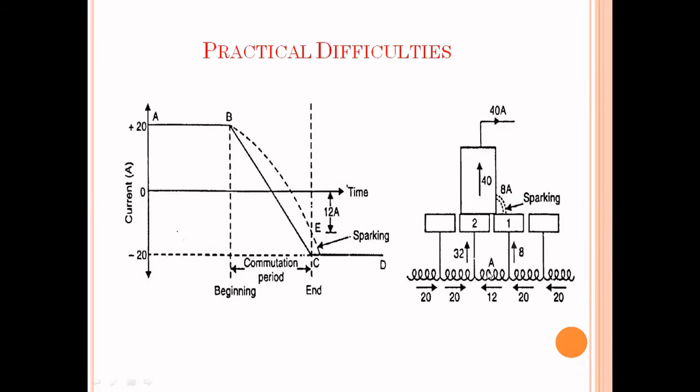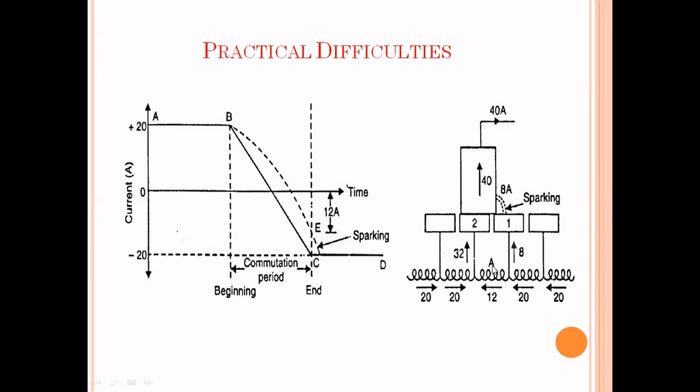reactance voltage. So reactance voltage is the major problem in coil A. Because of the reactance voltage, it opposes the change in current. So here in the ideal condition we require 20 ampere, but because of the reactance voltage present in coil A, it is only 12 ampere. Why is the reactance voltage present in coil A? Because coil A is undergoing short circuit by the commutator segment. Whenever any coil is short circuited by the commutator segments, the reactance voltage is present in that coil.